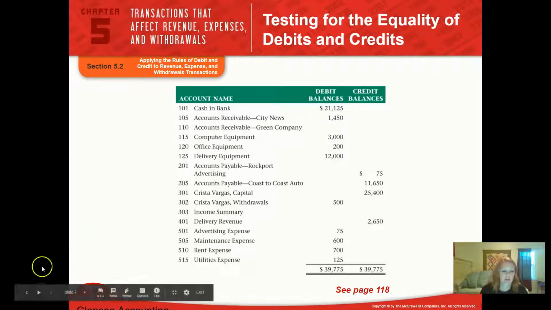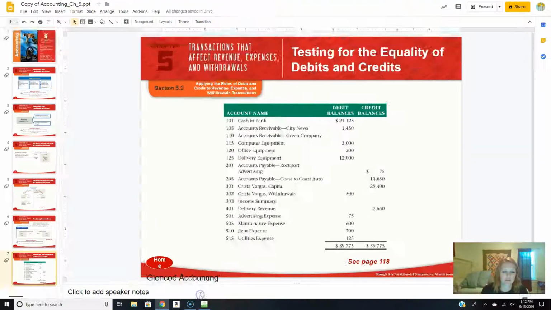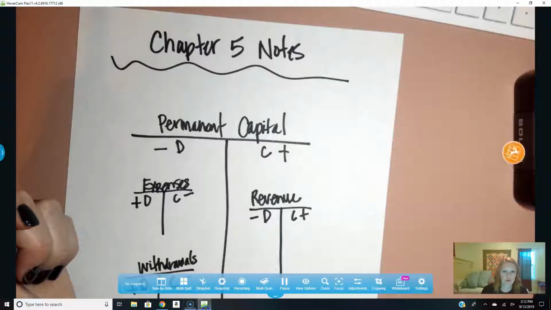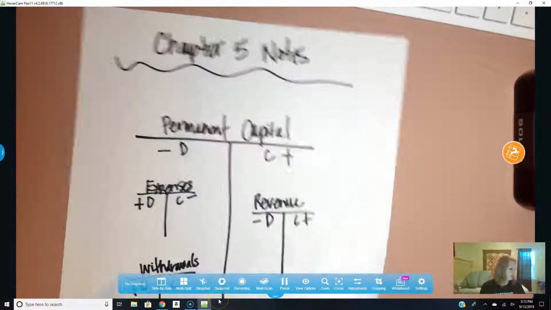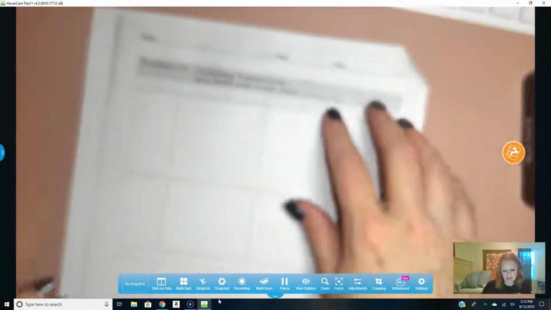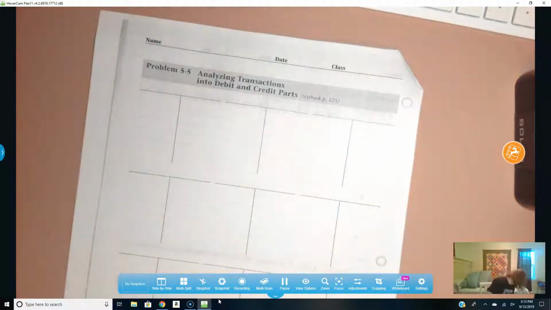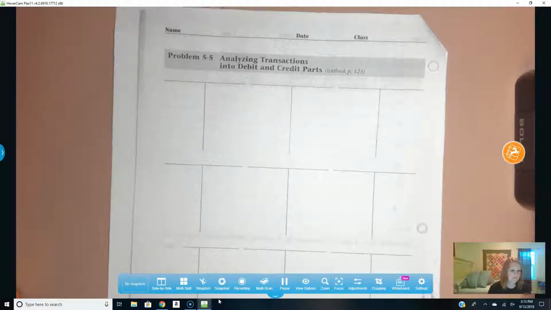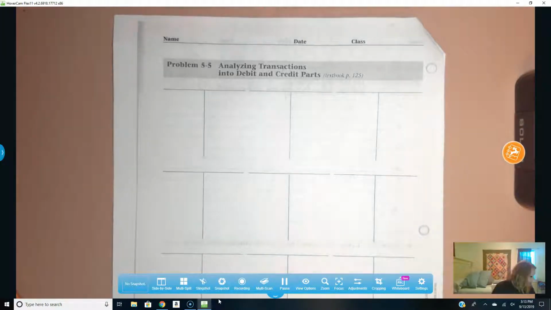So, alrighty, okay. We're going to go back here and we're going to look at problem 5-5. So 5-5 in our textbook, page 125. Lost my lid here, and that's okay. So page 125 in our textbook, it gives us our general ledger. It gives us all of our accounts that we're going to be using. And then it gives us instructions, and it says to prepare a T account for each account listed.